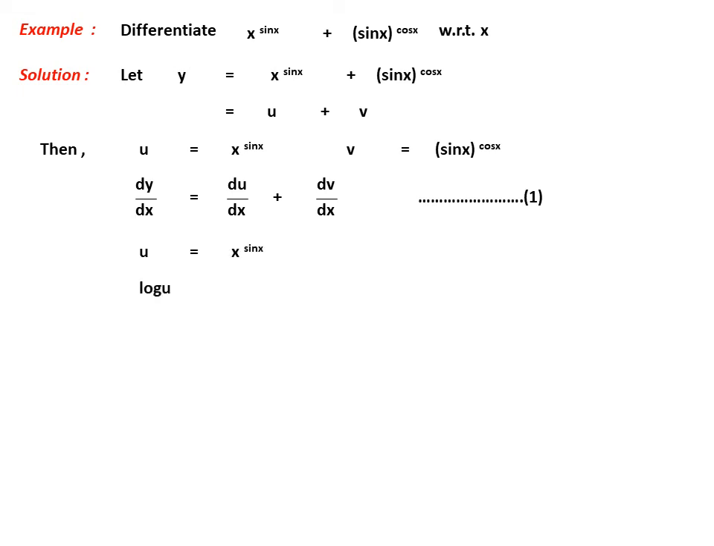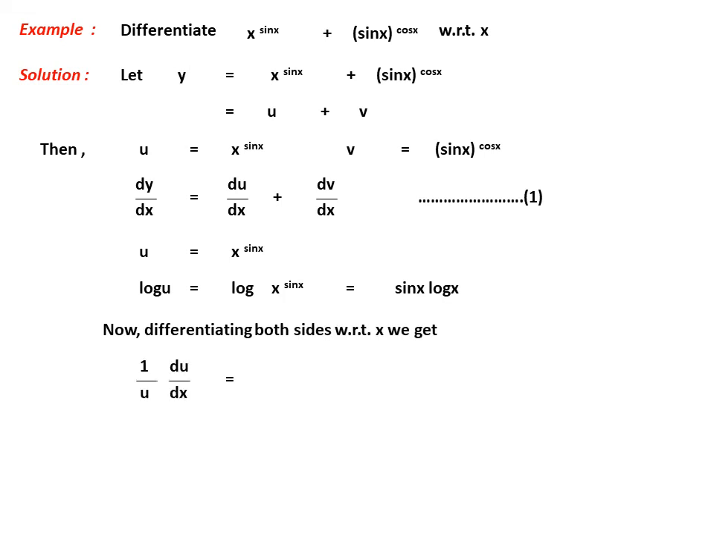So let us take u equal to x to the power sin x. Log u equals log of x power sin x, that is sin x log x. Therefore differentiate now: 1 by u, du by dx will be equal to d by dx of sin x into log x, that is product rule, plus sin x into d by dx of log x. So simplify: cos x into log x plus sin x into 1 by x. Let us proceed in the next frame.